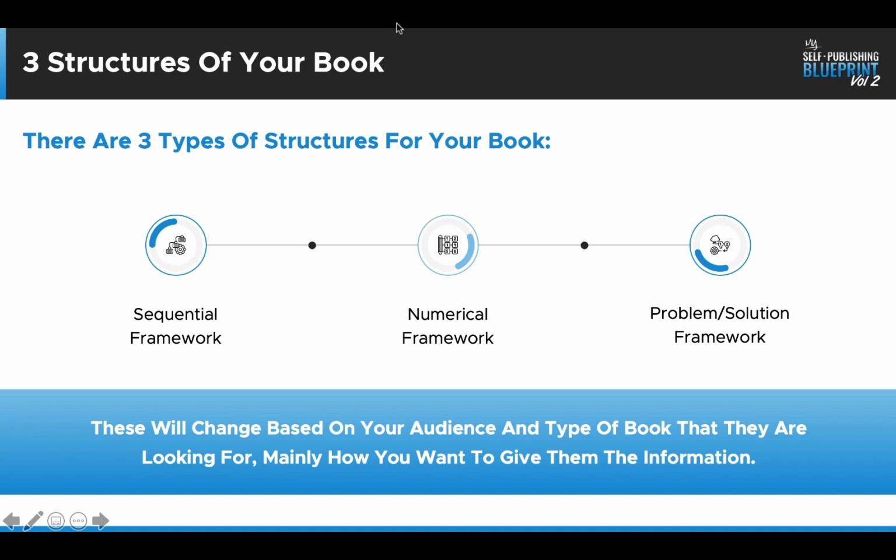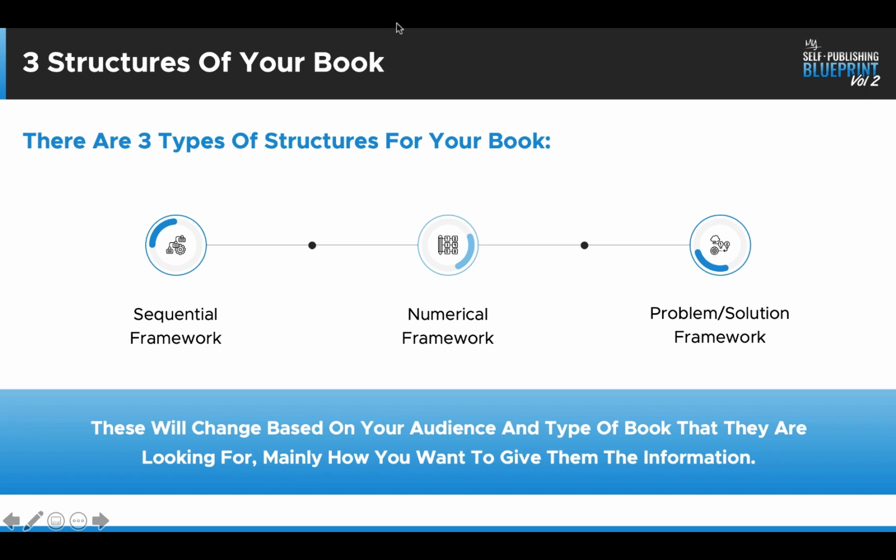Now, 3 types of structures for your book. One is called the sequential framework, numerical framework, and then the problem solution framework. These are going to change based on your audience and the type of book that they're looking for. Mainly, how you want to give them the information. That is essentially what these structures are. Giving your readers the information in a specific way.